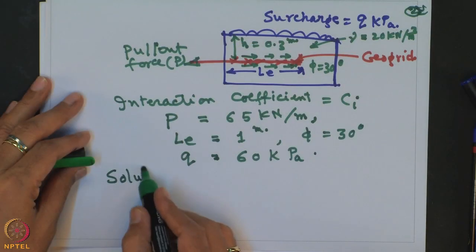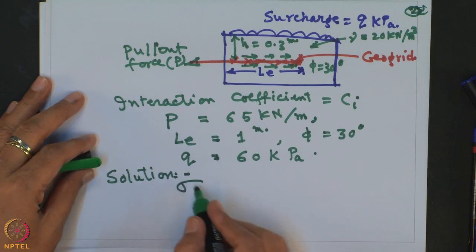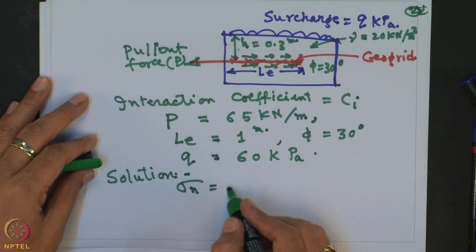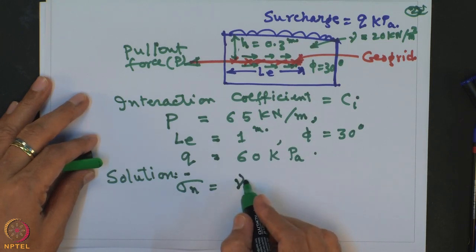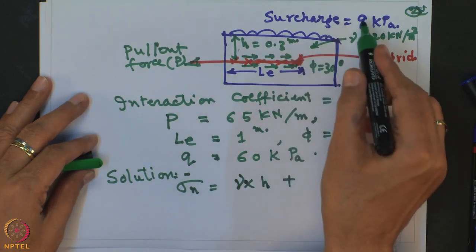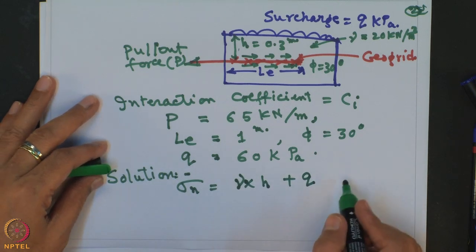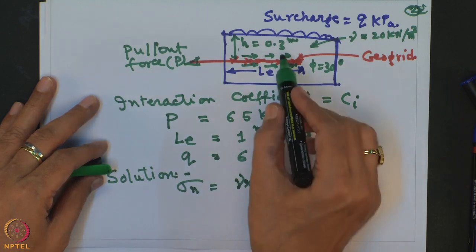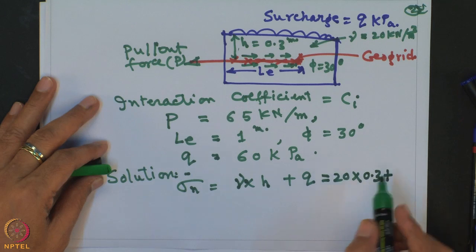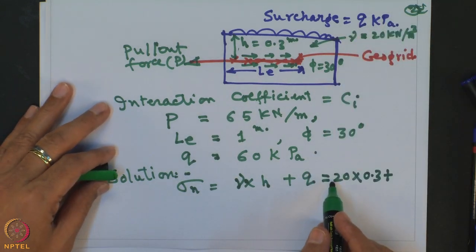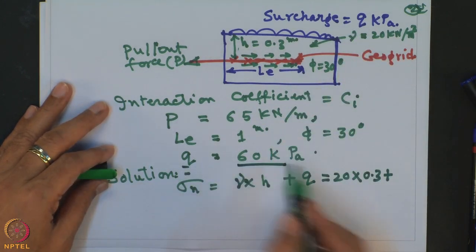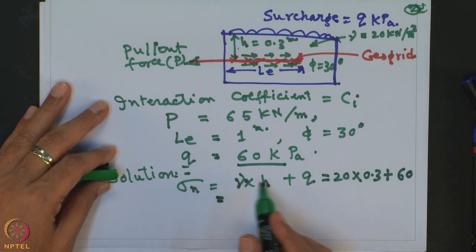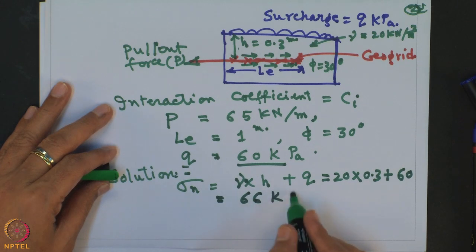So for the solution, you know sigma n will be gamma into height plus the surcharge load. So what is gamma? Gamma is 20. So this is 20 into h, where h is 0.3, plus Q. Q is the surcharge load, and that Q value is given here as 60. So if you calculate, then you can get the sigma n value. So this sigma n value will be 66 kilopascal.